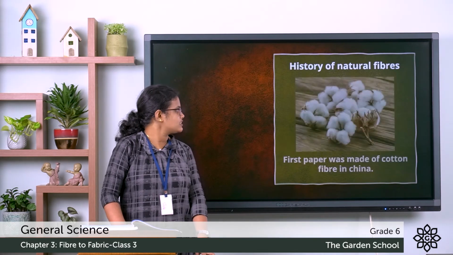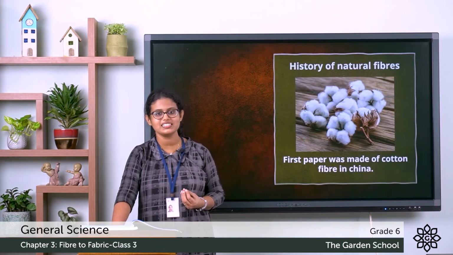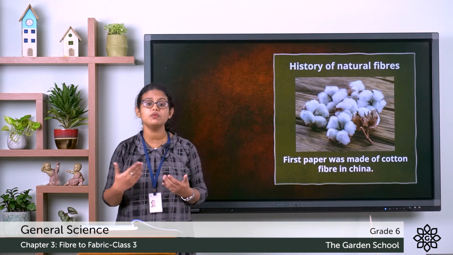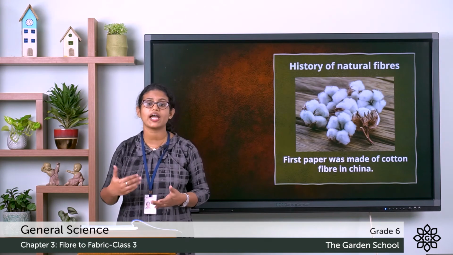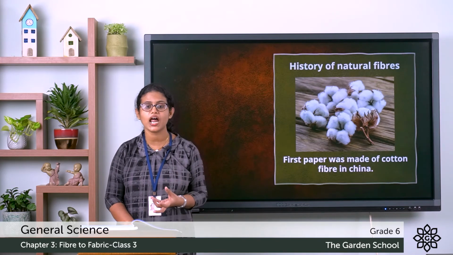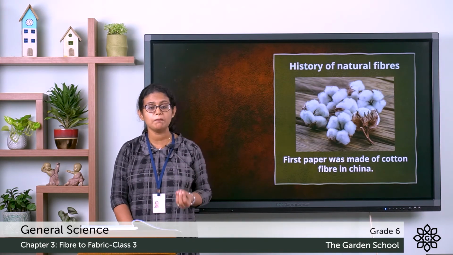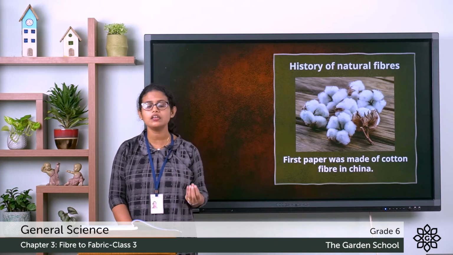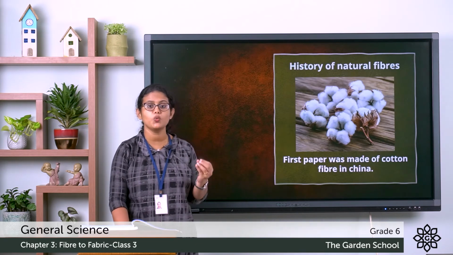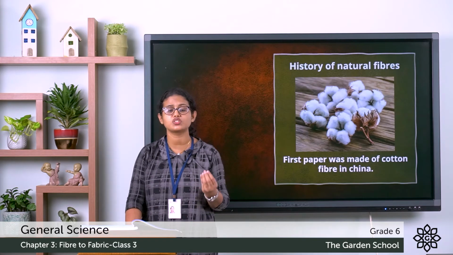Coming to the next, cotton. Cotton fiber is obtained from which plant? That is the cotton plant. The cotton fiber came into use a little after flax fiber. And it was first made around 3000 BCE. It was made by Egyptians and Indians. And the first paper was made of cotton fiber in China. So that is about cotton fiber.